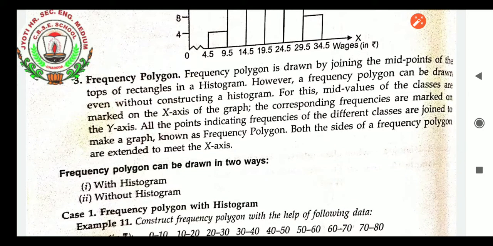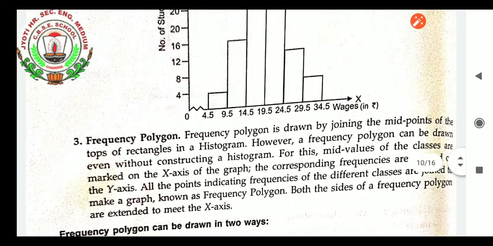Frequency polygon. A frequency polygon is drawn by joining the midpoints of the top of rectangles in a histogram. However, a frequency polygon can be drawn even without constructing a histogram. For this, the mid values of the classes are marked on the x-axis of the graph. The corresponding frequencies are marked on the y-axis, number of students, number of marks, likewise. All the points indicating frequencies on the different classes are joined to make a graph, known as a frequency polygon.